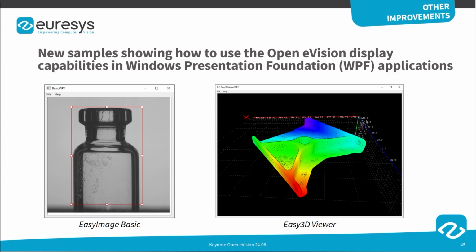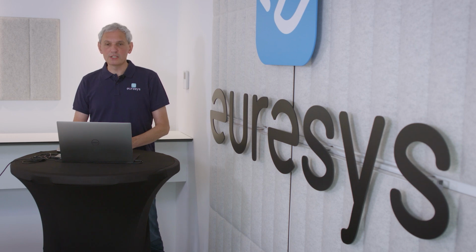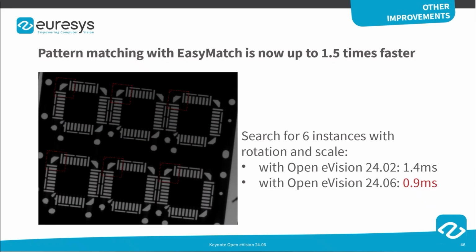We also introduce some new samples in OpenEVision, samples using the Windows Presentation Foundation SDK. It's a specific SDK for Windows, and these samples show how to use the display capability of OpenEVision in WPF with a basic sample and a more complex 3D sample. We also spent some time optimizing EasyMatch. EasyMatch is one of the libraries for pattern matching, and now it is up to 1.5 times faster, so 50% faster than the previous version of OpenEVision. It's especially visible if you search for multiple instances with scale and rotation.